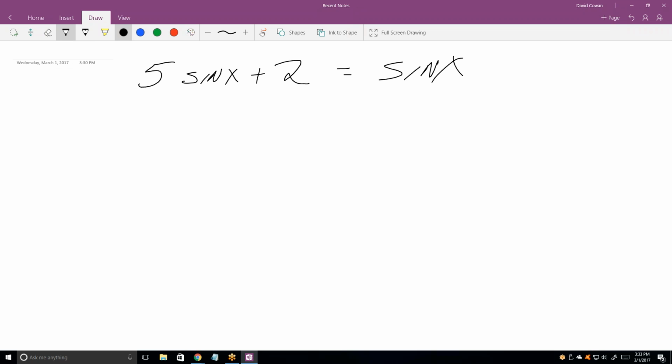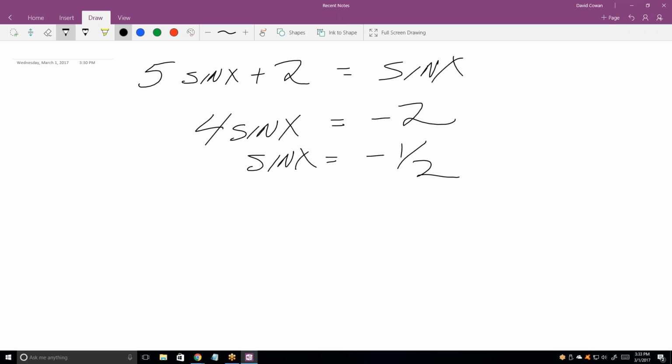Well, what can I do here? Could you subtract the sine x from the right side? Okay, so that gives me 4 sine x. And then if I put the 2 on the other side, I get that. So now what? Divide by 4, right? And then you could reduce that. Sine x equals minus 1/2.